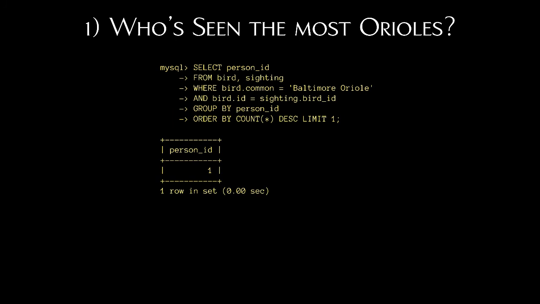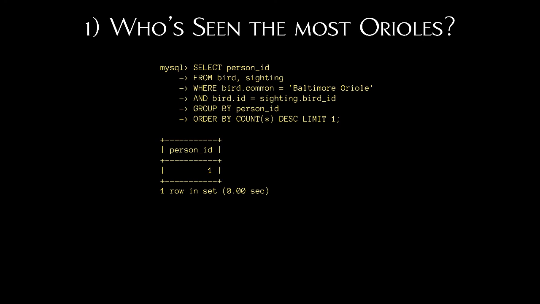So here's the first question I need to answer. Like, who has seen the most Orioles? Now, this is a group by, I'm ordering, etc. So I'm doing all of the lessons that we learned doing aggregations earlier, right? So I want to select the person ID where the common name of the bird is the Baltimore Oriole. So I'm not cheating on that ID. I'm actually going and retrieving that ID.